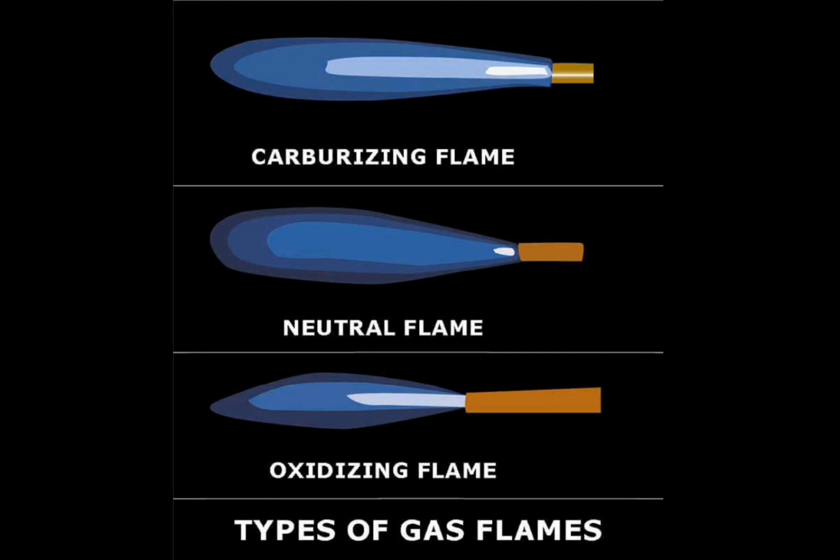What will be the result of using a torch tip that is too large or small? Large, high heat, burning holes in metal. Small, low heat, poor penetration.